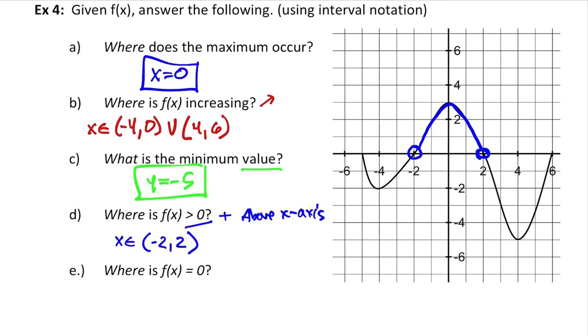And then finally, where is f of x equal to 0? Basically, that's another way of asking for roots. So that's a root, that's a root, that's a root, and that's a root. X equals negative 5, negative 2, 2, and 6.